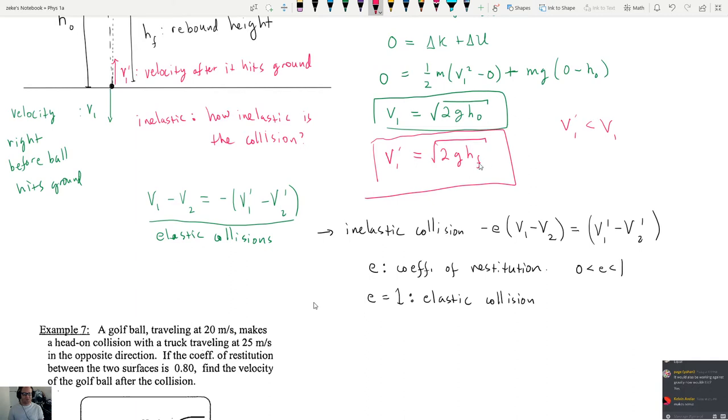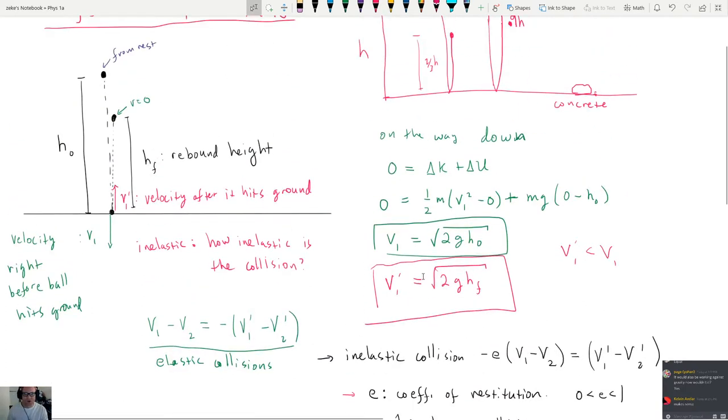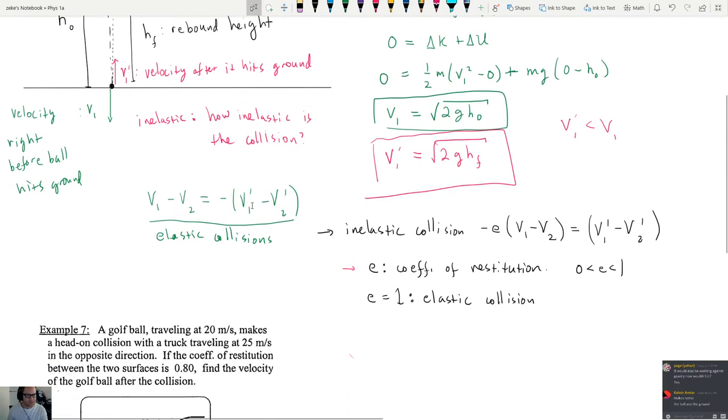And now we'd like to see, how do these heights relate to the coefficient of restitution? So we have a collision that occurs here, and there are two objects in the collision. We have a ball, it's dropped, it hits the ground, and then it bounces back. What are the two objects in my collision here? One of them is the ball. What's the other object? It's the ball on the ground, right? Exactly. So when we want to evaluate this equation right here, V1 and V1 prime are going to represent the velocity of the ball before and after the collision, and V2 and V2 prime will represent the velocity of the Earth before and after the collision.